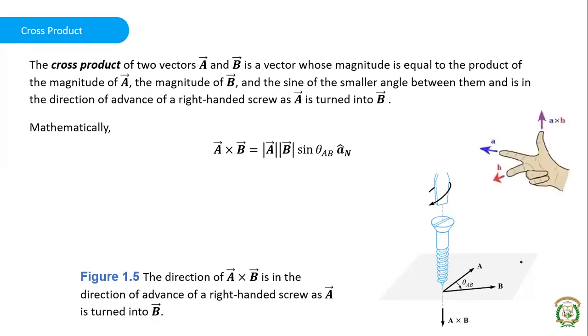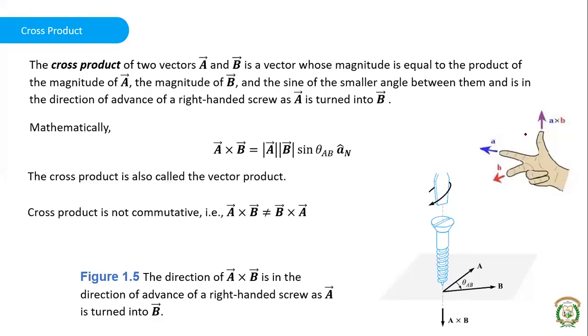Also you can use your right-hand rule, as we have seen in the coordinate system. If you take your forefinger as vector A and middle finger as vector B, then the direction of the thumb, when you hold it like this, will give the direction of the product vector A cross B, right? So this is about the expression for the cross product, or vector product.